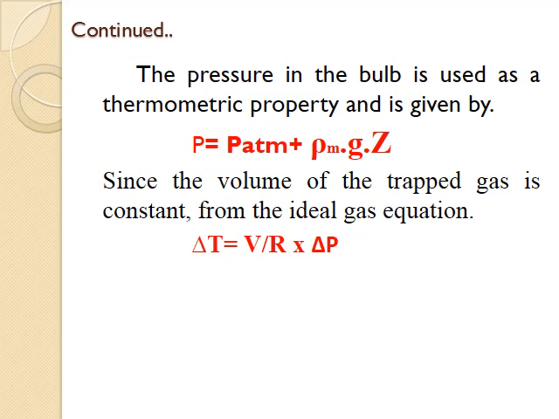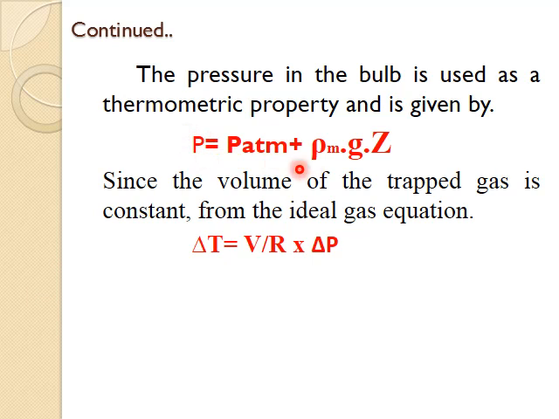In continuation with the last slide, the pressure in the bulb is used as the thermometric property. You could have observed that in both cases we maintained the volume of the gas constant, but the pressure of the gas was not constant. In the earlier slide we saw that the pressure changed but the volume was constant. So the change in pressure will be utilized to measure the temperature.